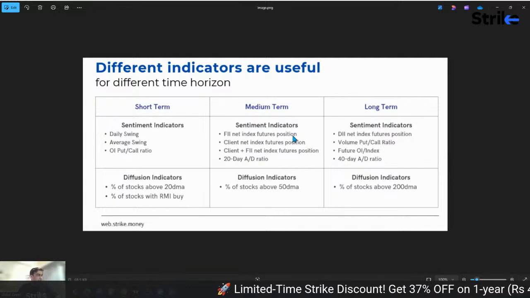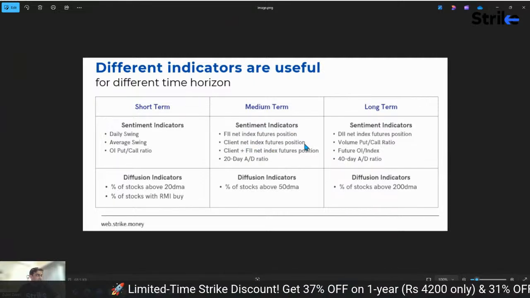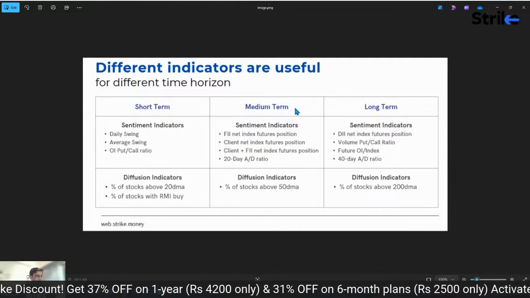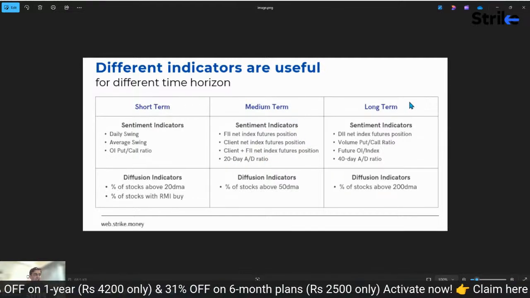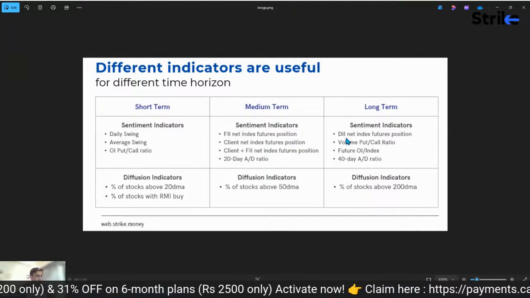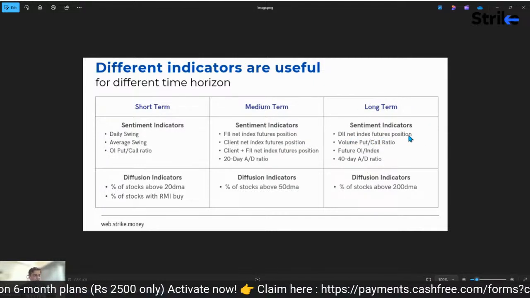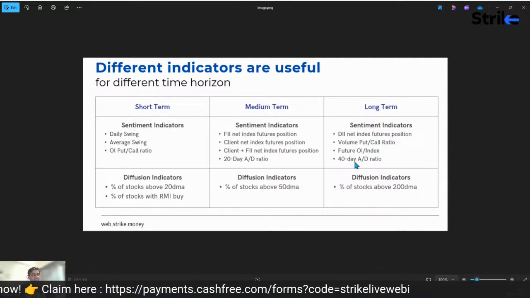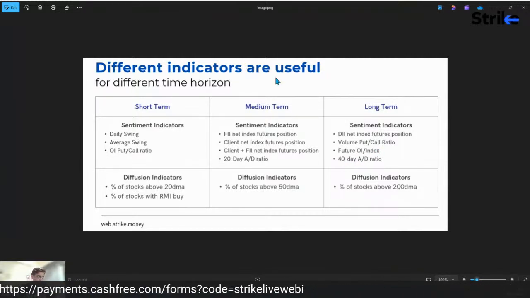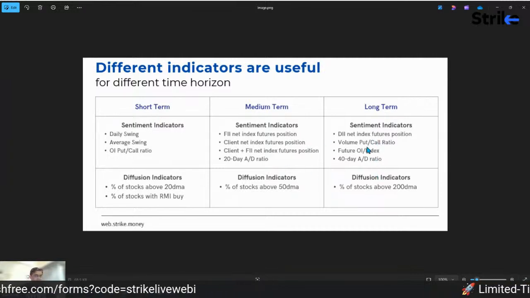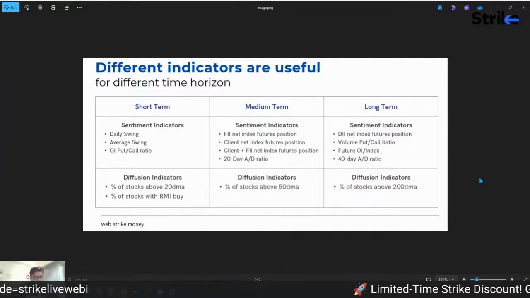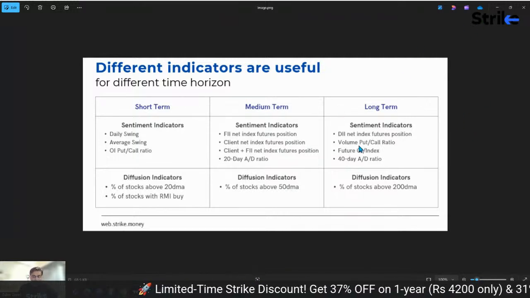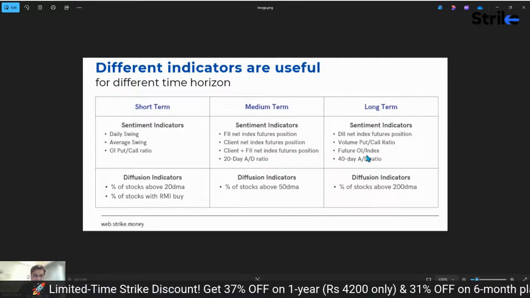FII net index futures position, client net index futures position, client plus FII, 20-day advance decline ratio. They are medium term sentiment indicators. And the long term, for investors, you can look at DII net index futures position, volume put call ratio, future OI divided by index, and 40-day advance decline ratio. Clear? I'll take a moment. If you would like to note it down or take a snapshot of it, feel free to take it. And once done, let me know in the comment section.